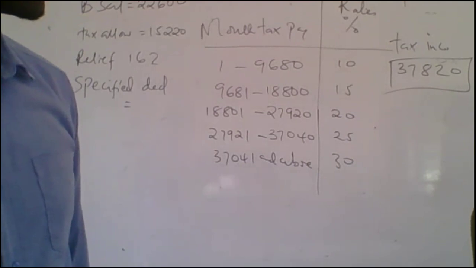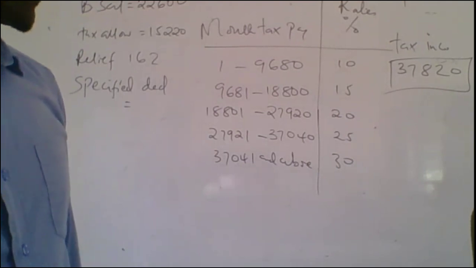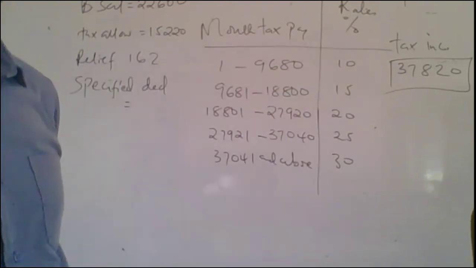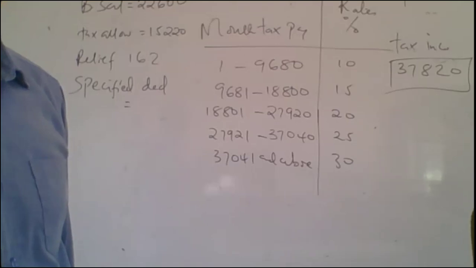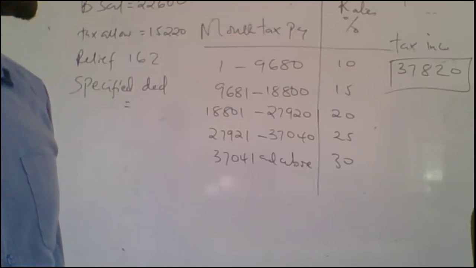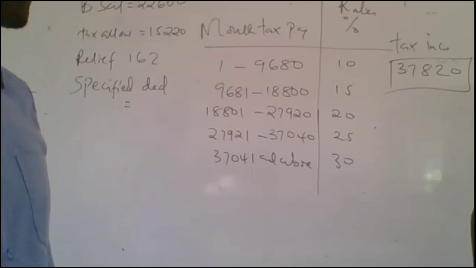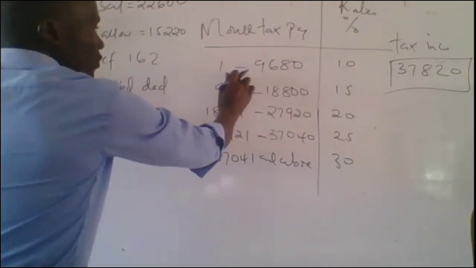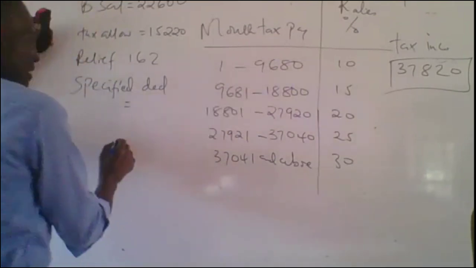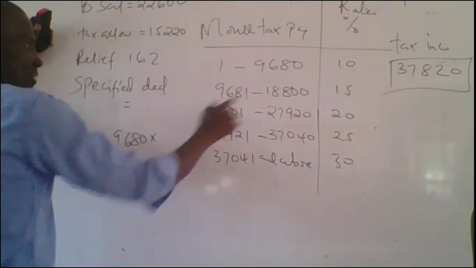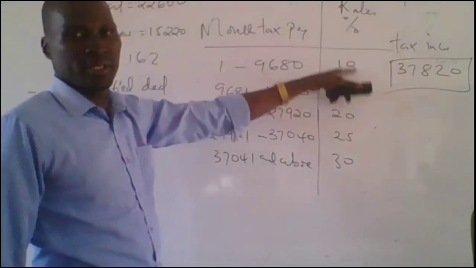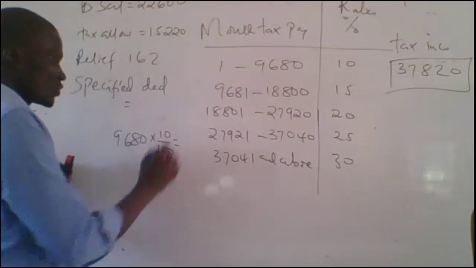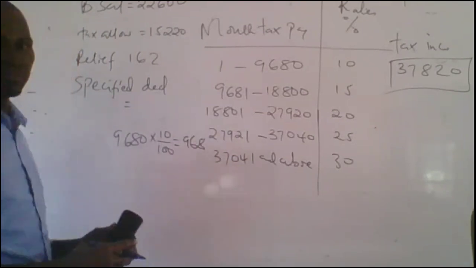What was the next one? We have the monthly net tax. Do you know how to calculate the tax from this table? Now that we have the taxable income, we work with the table. The first amount that we're taxing is 9,680 times 10%, which is 10 over 100. Then it gives you 968. That is the first amount that we have been taxed.